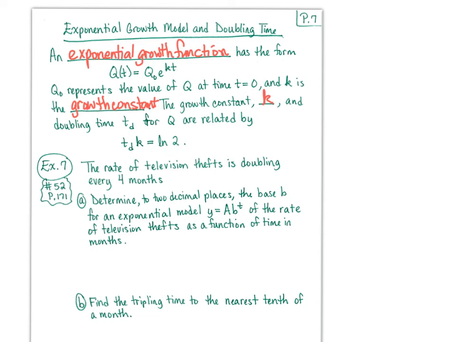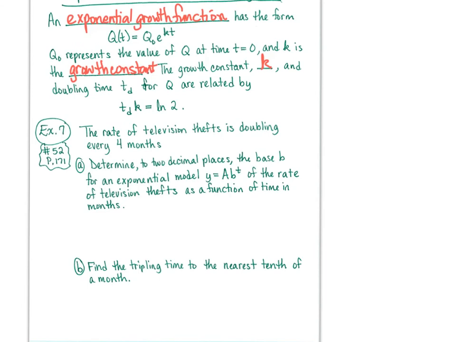So now let's look at an example where we apply it. Okay, it's the name of the game. We talk about a concept, we go through an example. The rate of television thefts is doubling every 4 months. Determine to 2 decimal places the base b for an exponential model y equals a times b to the t of the rate of television thefts as a function of time t in months. Remember, this is our model. So just writing that down so we know where to start.